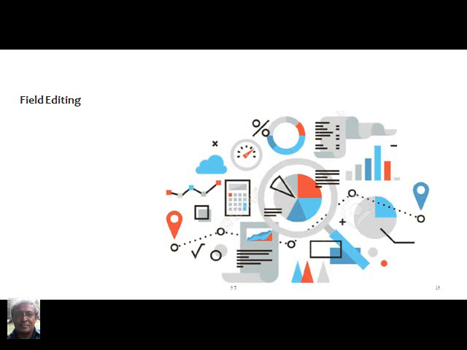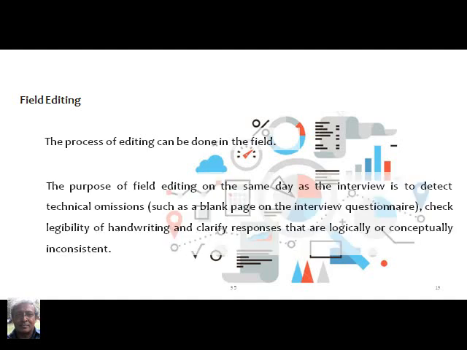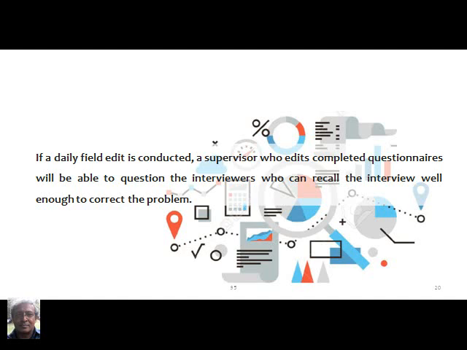Field editing. The process of editing can be done in the field. The purpose of field editing on the same day as the interview is to detect technical omissions, such as a blank page on the interview questionnaire, check legibility of handwriting, and clarify responses that are logically or conceptually inconsistent. If a daily field edit is conducted, a supervisor who edits completed questionnaires will be able to question the interviewers, who can recall the interview well enough to correct the problem.